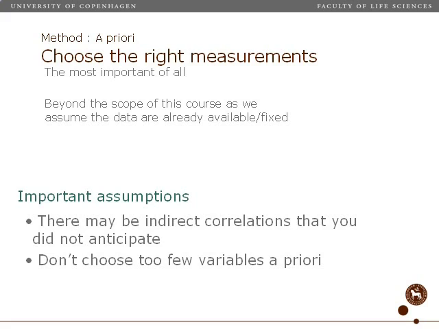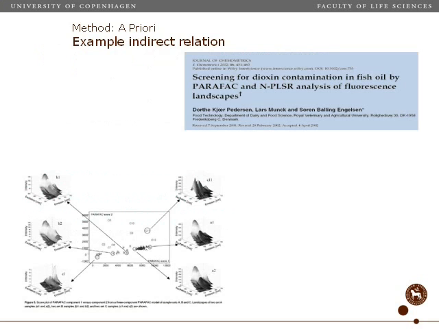There's an important aspect of this that is not always considered, and that is that you may have indirect correlations in your data which are difficult to predict beforehand. So don't let your a priori knowledge guide you too much in selecting variables. It's better to include more variables than to exclude variables. Then you can test in practice whether these variables are actually useful.